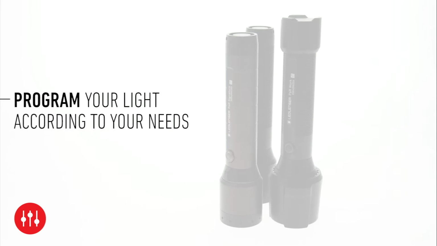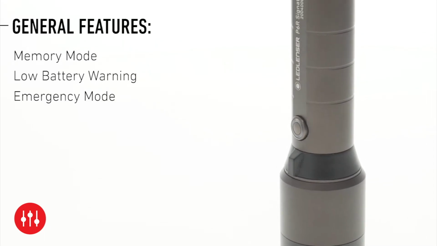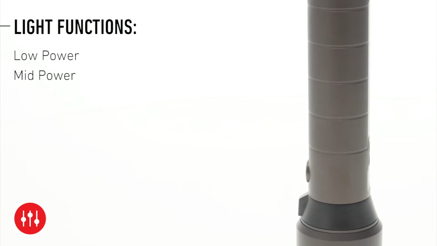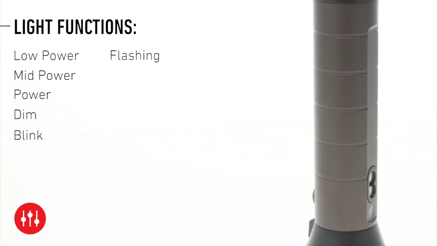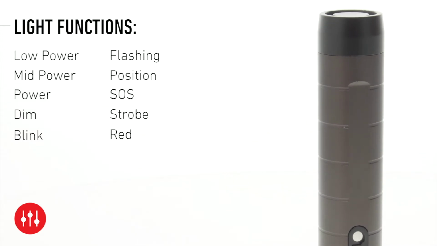With the LEDLenser smart light technology, you can personalize your light according to your needs. You can activate and deactivate general features, but you can also select specific light functions and set them exactly how you need them. This way, you can adjust your light to your individual needs. This video illustrates how to program each function.